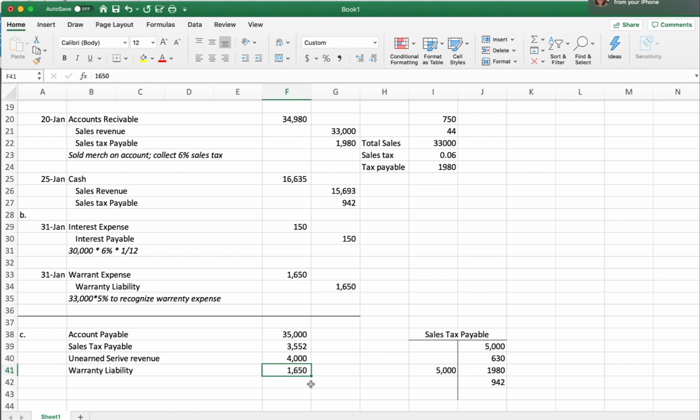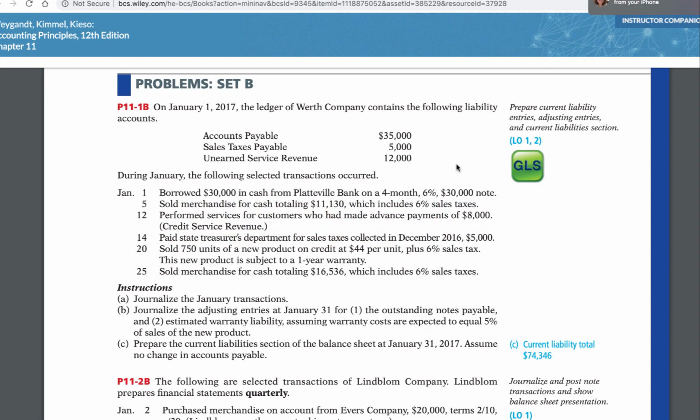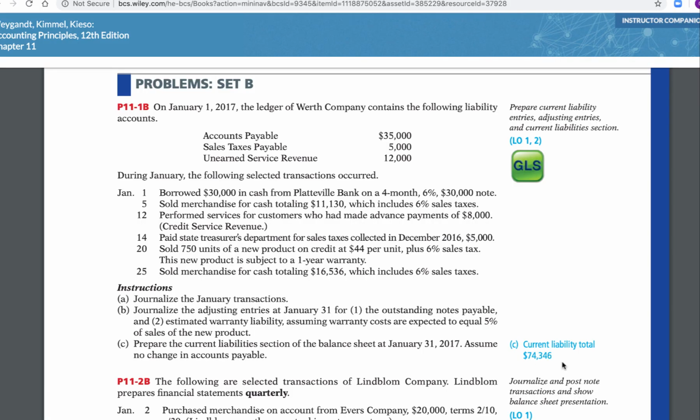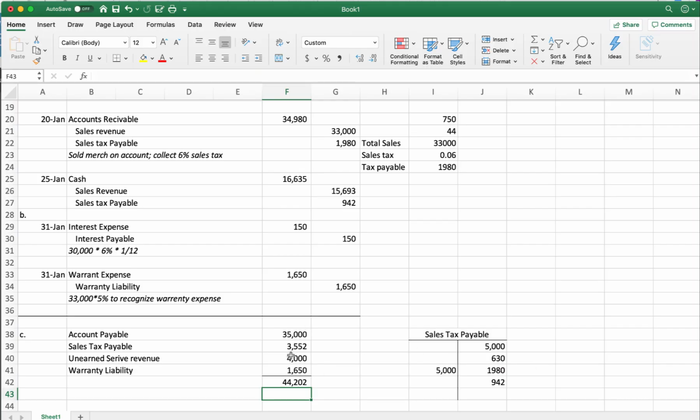I'm going to add all these up. And I see that my current liabilities is $44,202. The problem tells me that they give me a check figure. Current liability total should be $74,346. So we're off somewhere, right? Where are we off at?